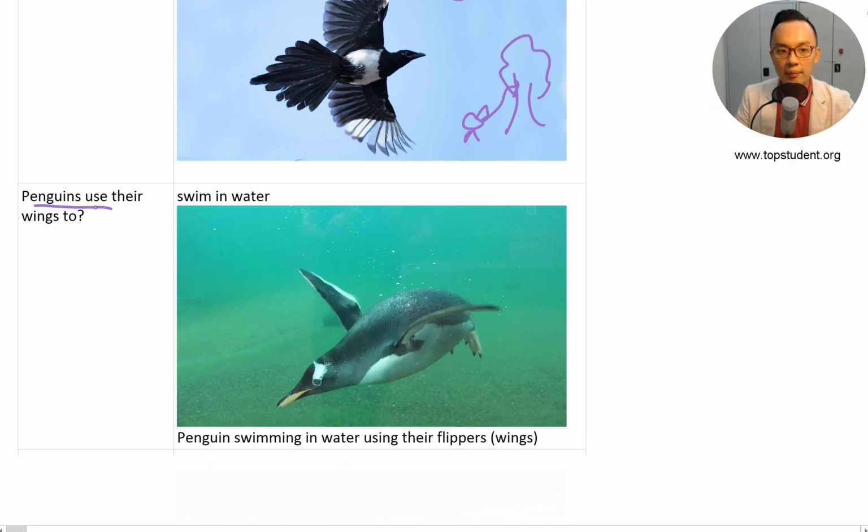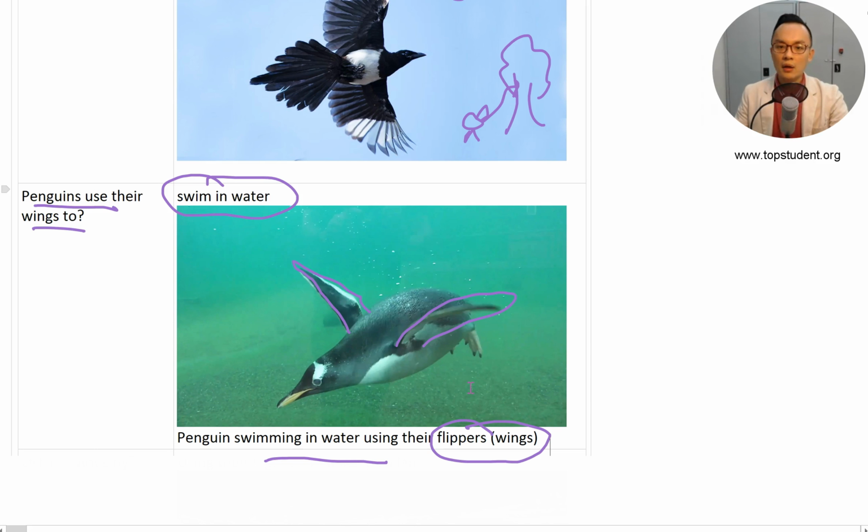But penguins, what do penguins use their wings for? They use their wings to swim in the water. This is the penguin wing, and they use it to swim in the water using their flippers, also known as their wings. So the penguin is a bird that really cannot fly at all. On land, it totally cannot fly. So that's how it is.